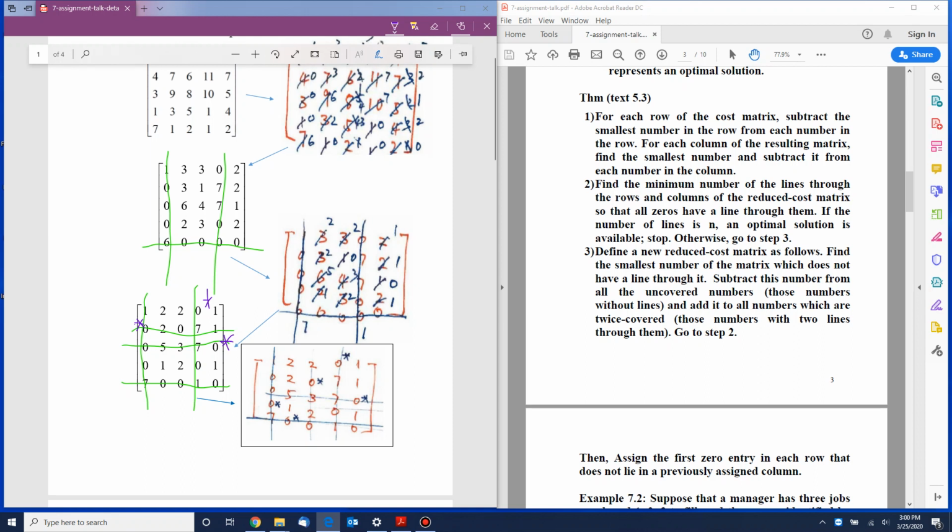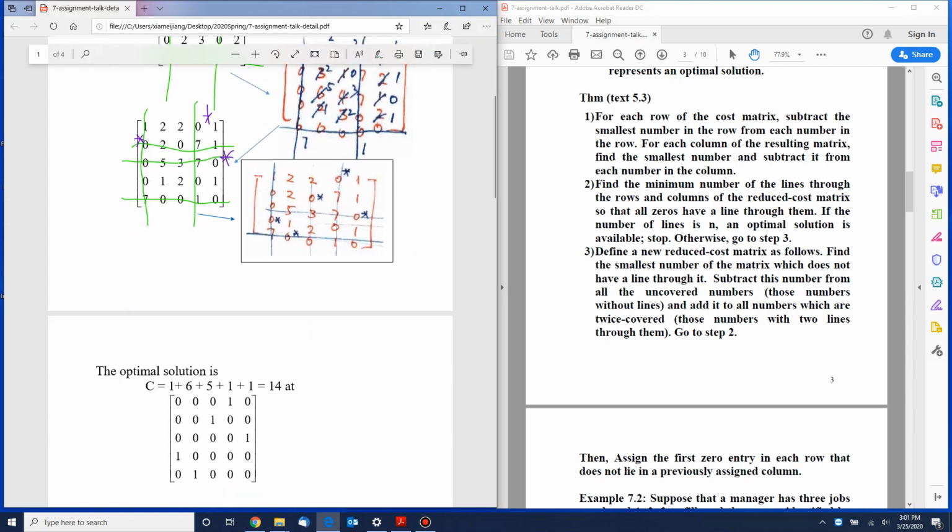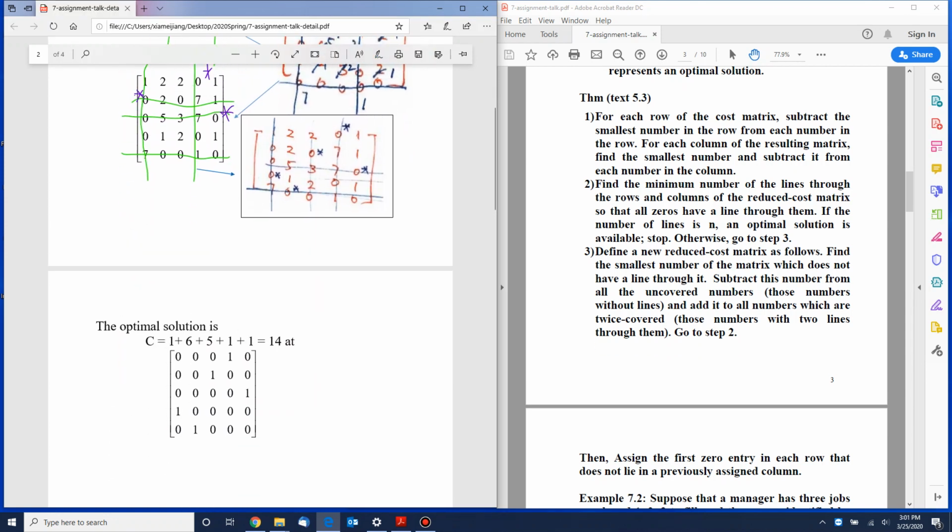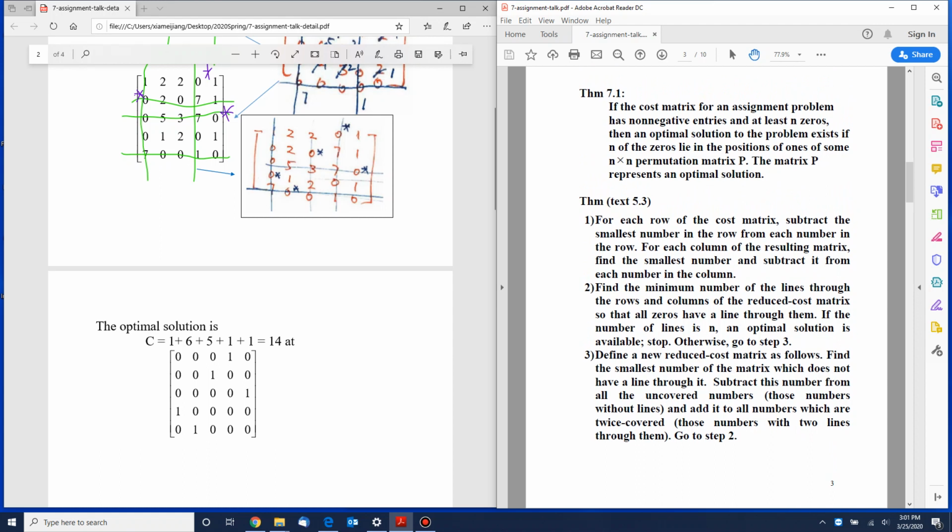And what's the optimal solution? We write those stars as a permutation matrix. So for those zeros with a star, we put them as 1, and the rest of them are zeros. Now look at this one. Here you can see that for those zeros with a star, I put a 1 in the permutation matrix, and then we got the optimal solution.